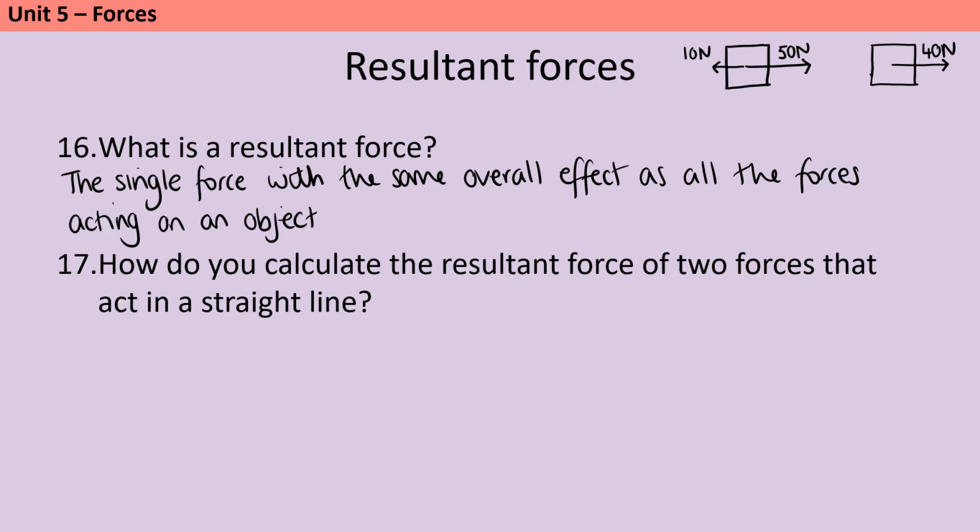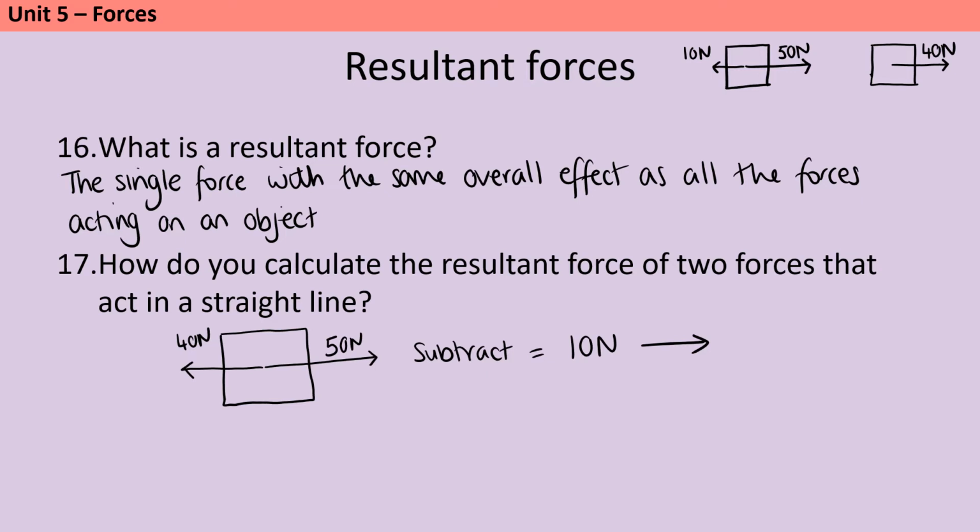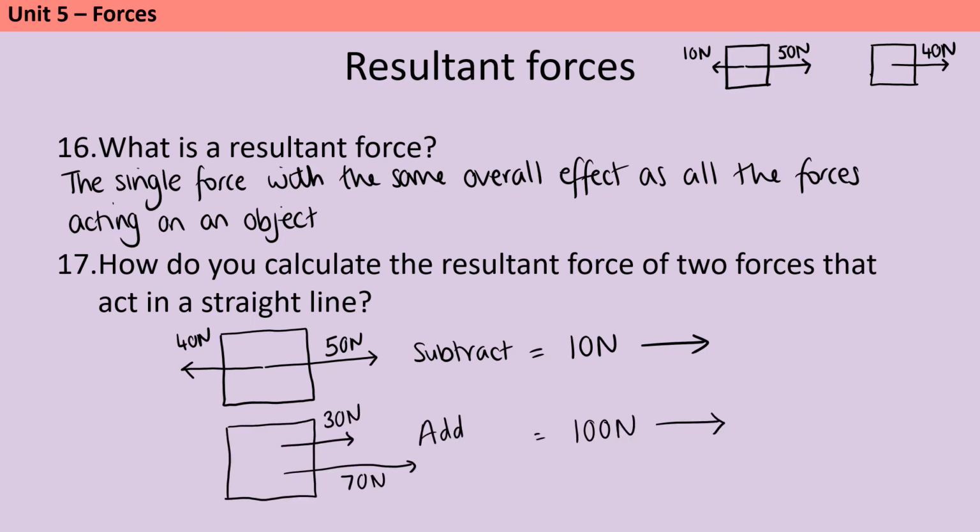If you have two forces that are acting in a straight line, then we can find the resultant force by adding or subtracting. So for instance, here I have another box with a force to the left and a force to the right. Because they're going in opposite directions, I would subtract these, and my resultant force would be 10 newtons to the right. Whereas this box has two forces that are both acting in the same direction, so therefore we would add them together. So this would give us a resultant force of 100 newtons to the right.